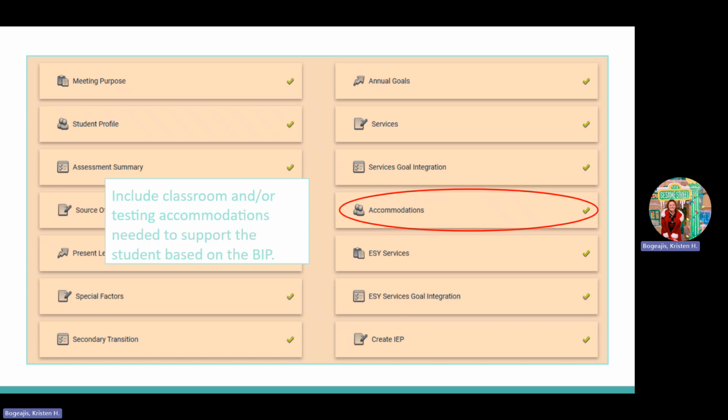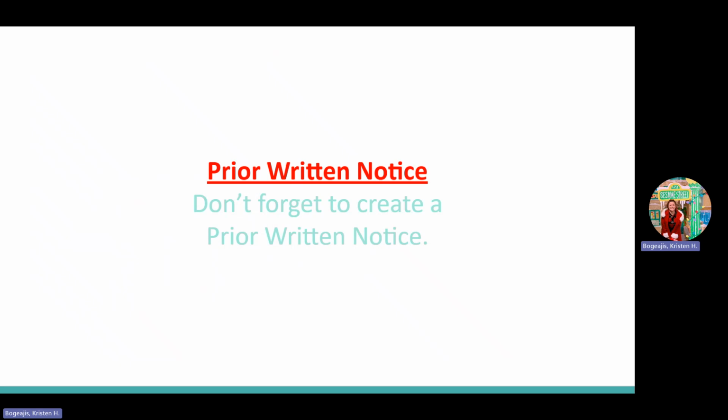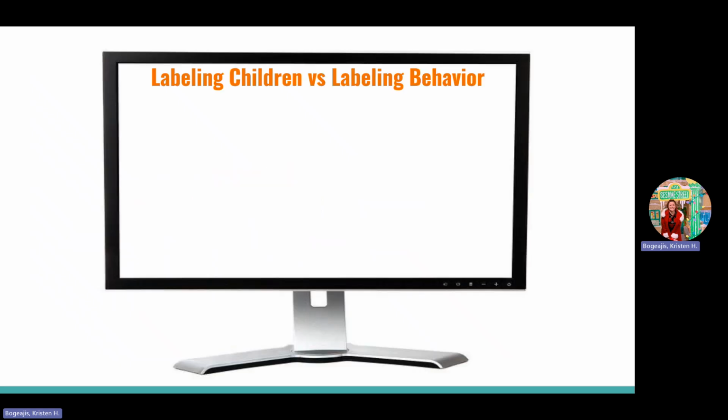All right, and you want to also make sure that all of these needs are reflected in the accommodations. So include those classroom and/or testing accommodations needed to support the student based on their BIP. And please don't forget your prior written notice. I know that we didn't determine eligibility in this hypothetical meeting, but we want to make sure that we are doing a prior written notice, not just because we did an IEP, but for any discussion. Let's just say in the future, if you're doing just a regular BIP review, you're going to want to make sure that you have a prior written notice to document all of these conversations. So make sure you have that prior written notice.